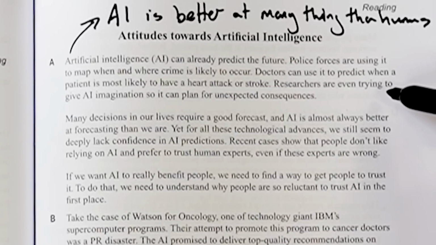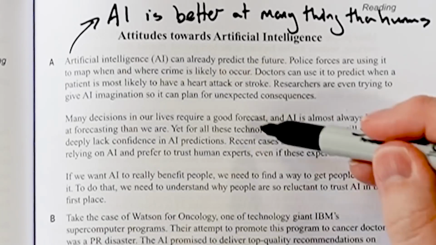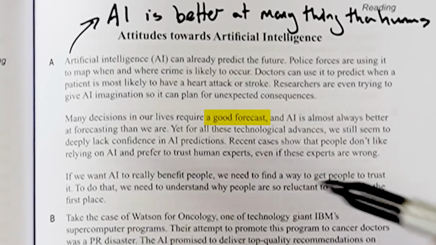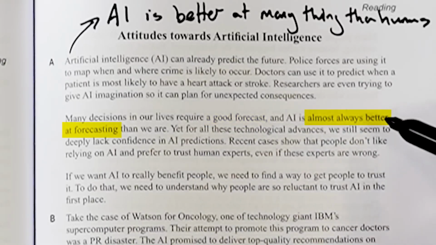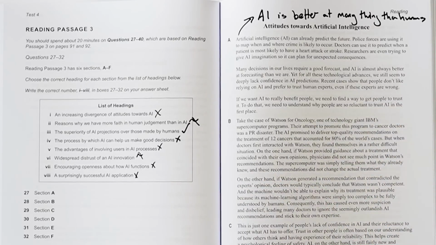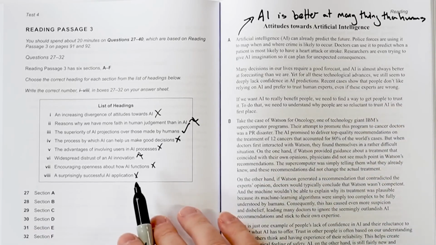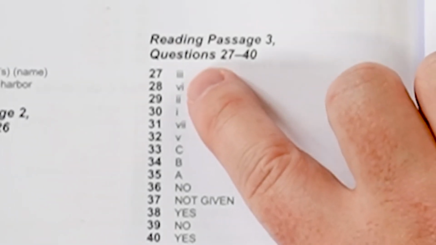So here it's talking about how it is very good. Talking about a good forecast, that is a projection, a prediction, is almost always better at forecasting. It is superior. So it is pretty obvious that the correct answer for 27 is 3. Let's see if this video was a complete waste of time and whether I got the correct answer or not. And 27 is 3. Whew, I was correct. And then you would just follow that process.